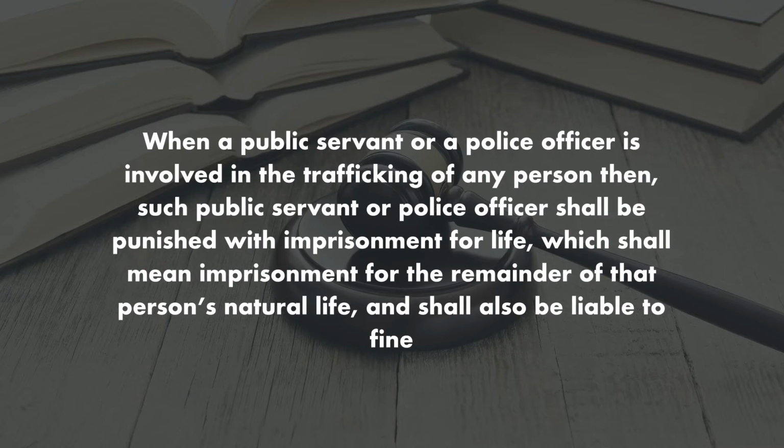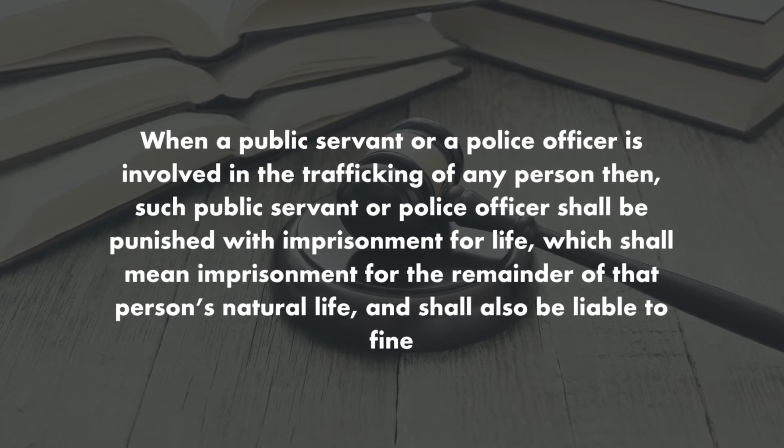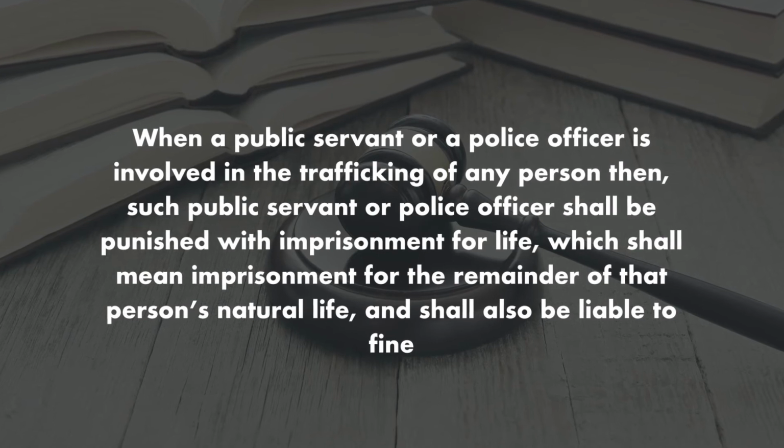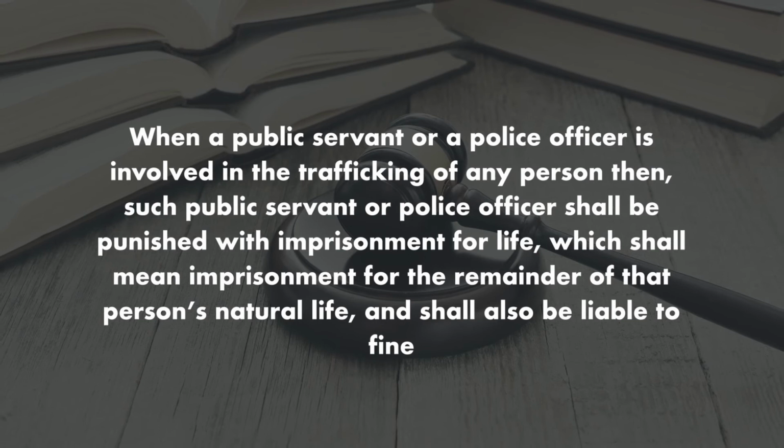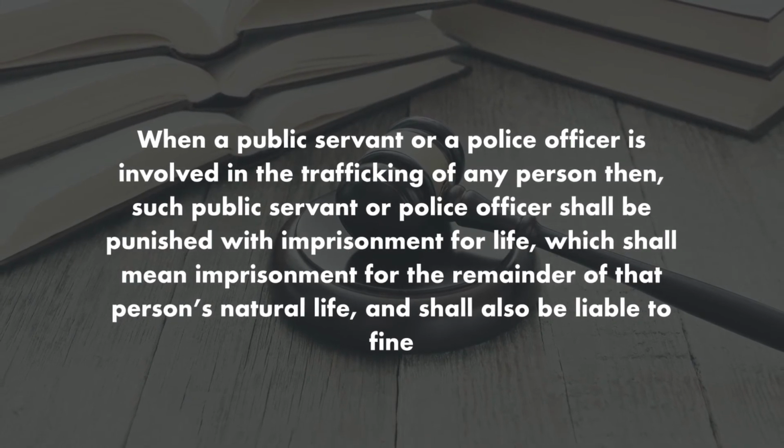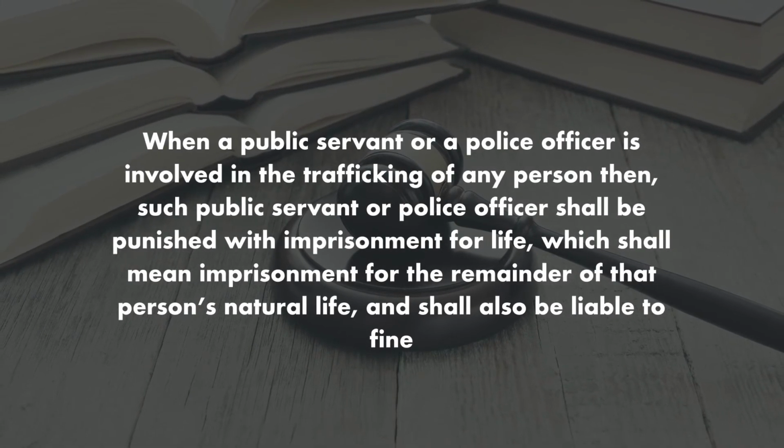When a public servant or a police officer is involved in trafficking of a person, then such public servant or police officer shall be punished with imprisonment for life, which shall mean imprisonment for the remainder of that person's natural life, and shall also be liable to fine. A public servant or a police officer is duty bound to protect the victims of human trafficking. So if they commit a crime, it is a very good provision that they should be held liable.